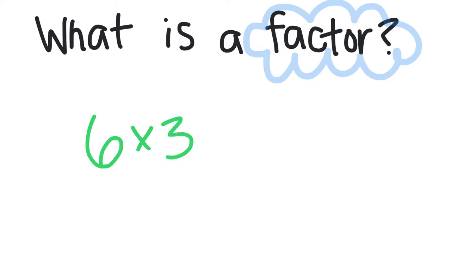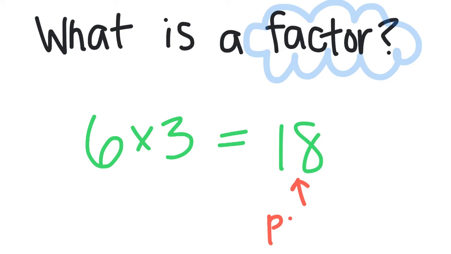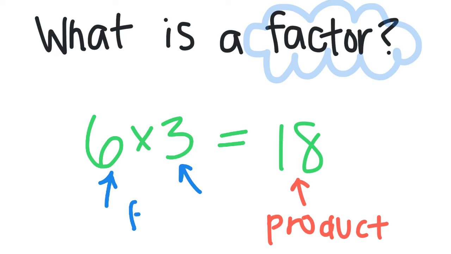times 3 equals 18. When you do a multiplication problem, the answer is called the product. But the two numbers that you multiply together to get your answer are called the factors. So, a factor is the numbers that are multiplied together to get another number.